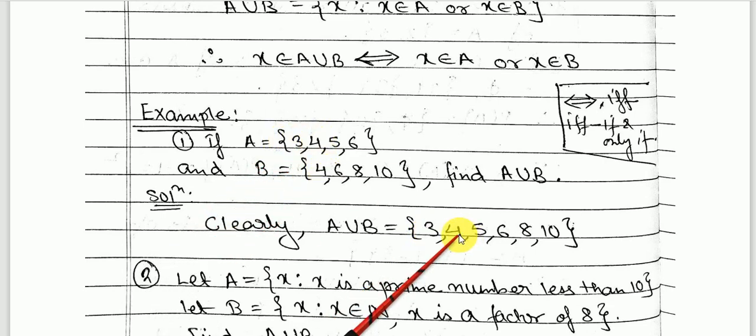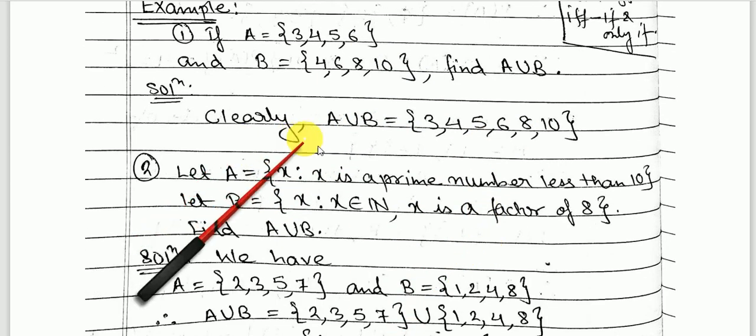Next, 5 is in A but not in B, so fine, we'll write 5 here. 6 is in A as well as in B, but we'll write it only once over here. Then 8 is there and 10 is there. Okay, that means A union B is nothing but you have to write each and every element of A and B without repetition. Done. So you're including all the elements of A and B, putting them together.